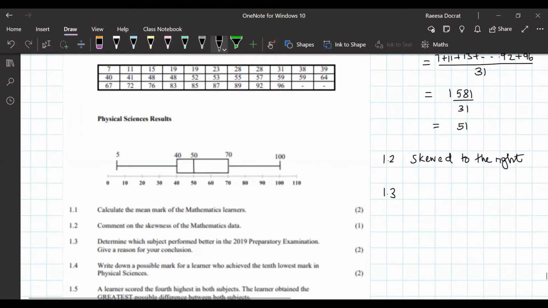Okay, so 1.3 says, determine which subject performed better in the 2019 exam and give a reason for your answer. Having a look at this, it's quite difficult to compare the numbers as is with these numbers over here. So maybe you might want to add, so mathematics had a minimum of 7. The maximum of mathematics was 96.